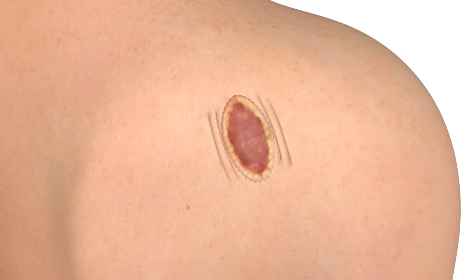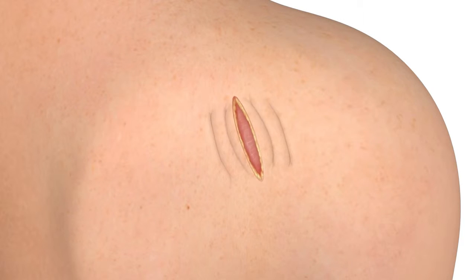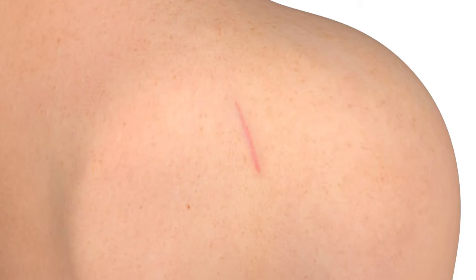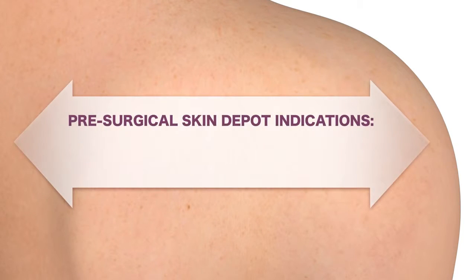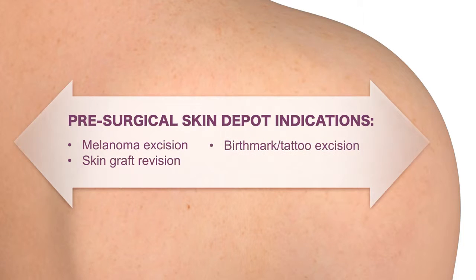The skin depot allows for immediate, tension-free primary closure, eliminating multi-staged surgical procedures. Cosmetic results are significantly improved. Indications for pre-surgical skin expansion include melanoma excision, skin graft revision, birthmark or tattoo excision, and burn patient donor site expansion.